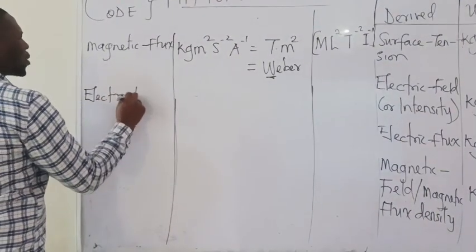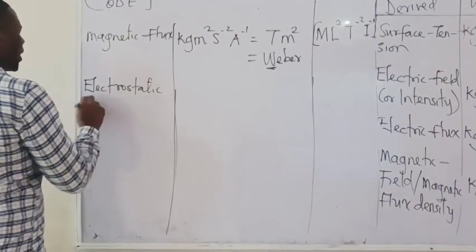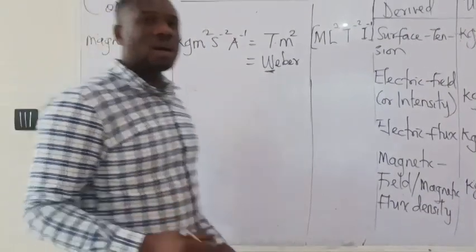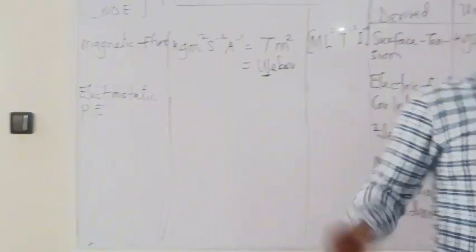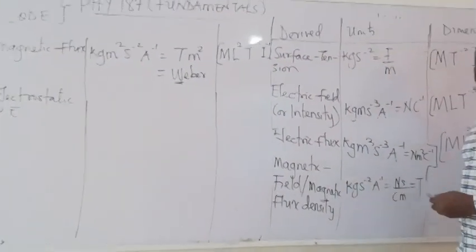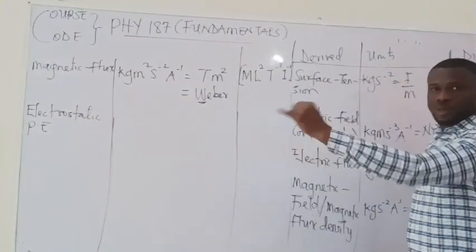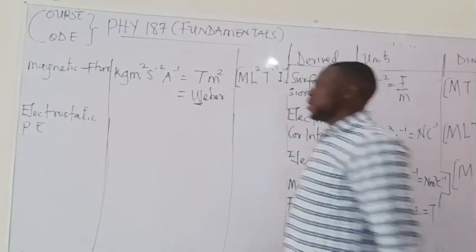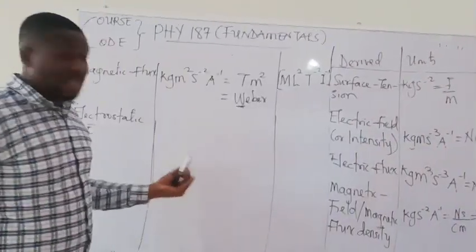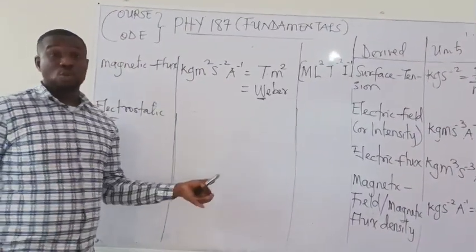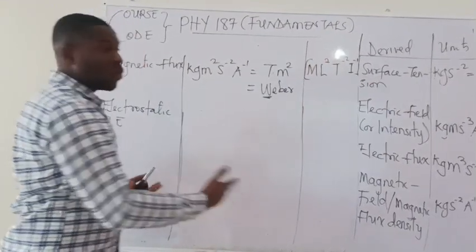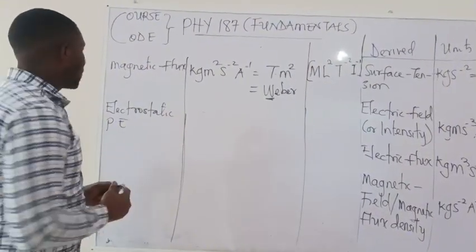Electrostatic potential energy. This is the work you do in bringing a positive test charge from infinity to a point where it feels the repulsive force of a similar positive charge. And of course, it's the same work that the electric force will do to repel it away from where it feels the influence of the force.